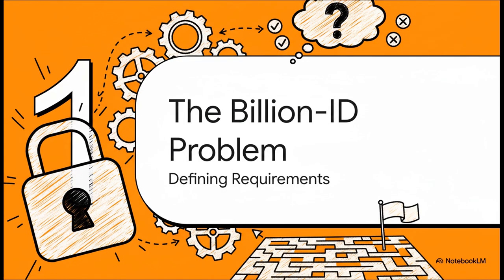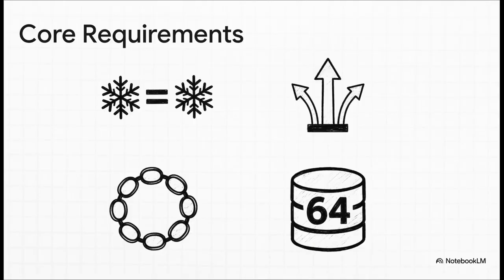Before we start building anything, we need to define what our perfect ID generator actually has to do. What are the rules of the game here? Okay, here are our 4 non-negotiables. First, uniqueness. Every single ID has to be one of a kind. No exceptions. Second, scalability. It's got to handle that billion-a-day fire hose of requests.